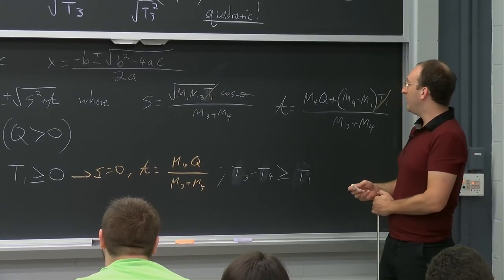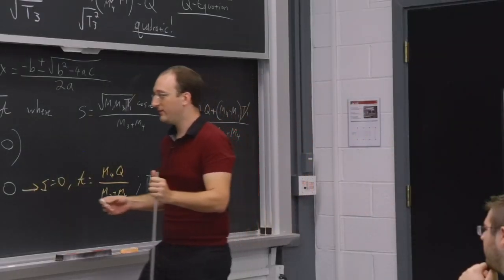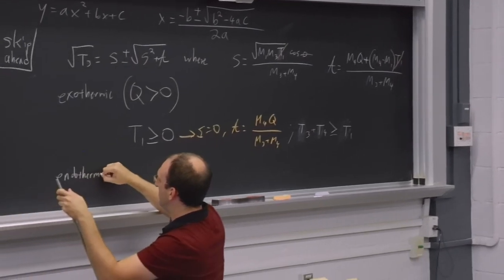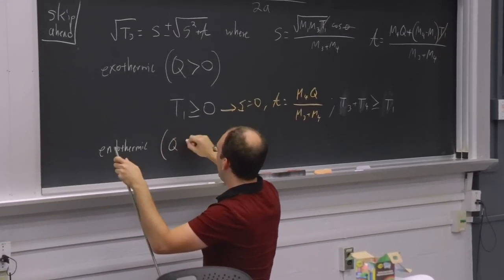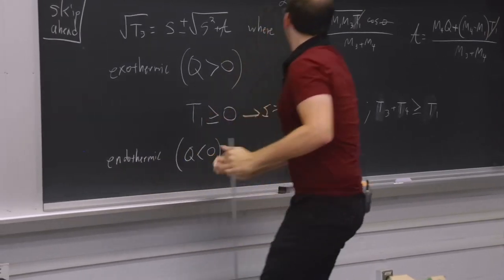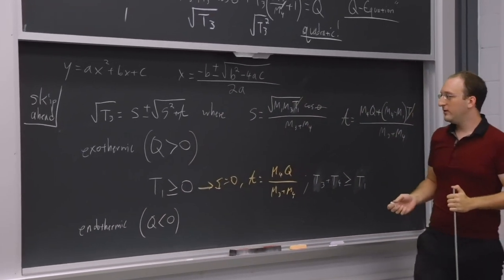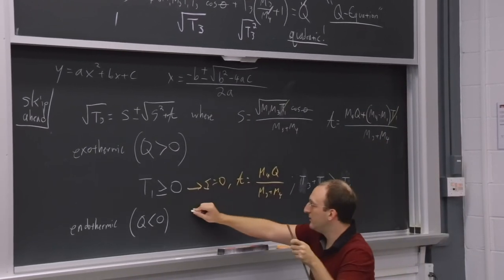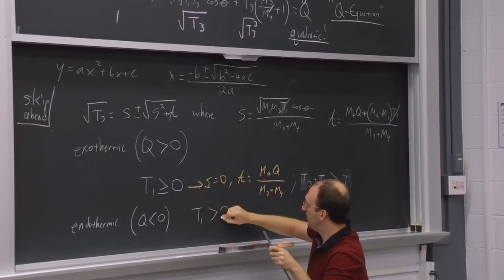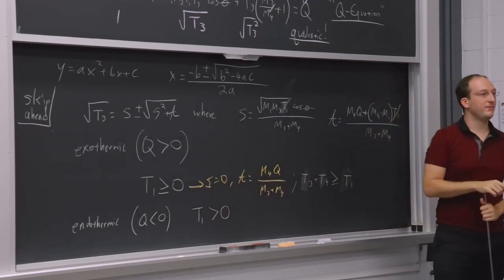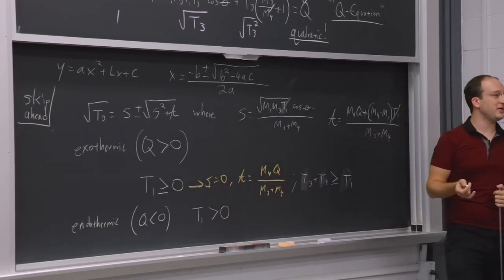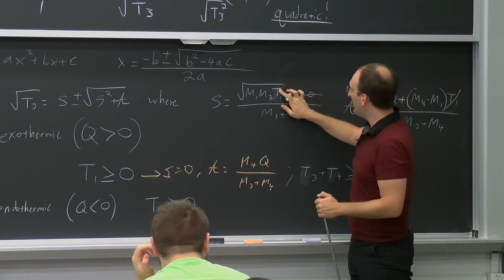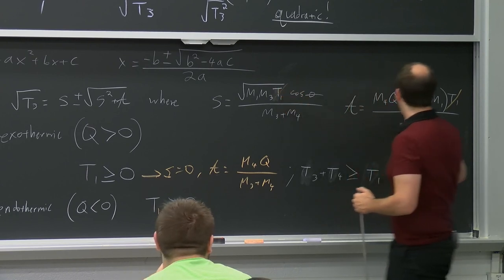Let's take the case of an endothermic reaction. Now we are running out of space. For an endothermic reaction where Q is less than zero, you would have to have T1 greater than zero. Otherwise, the reaction can't occur. So you have to impart additional energy into the system to get it going. And it also means that not every angle of emission is possible.